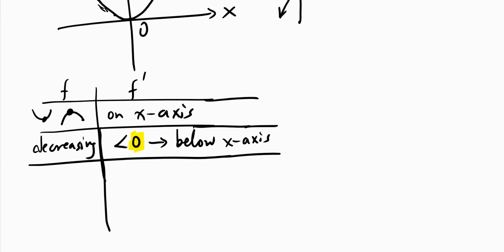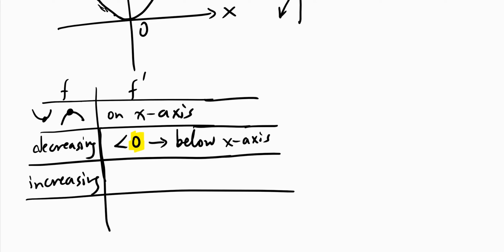What about if it's increasing? Well, the other way around. If it's increasing, then the derivative is bigger than 0. So the graph of the derivative will fall above the x-axis.